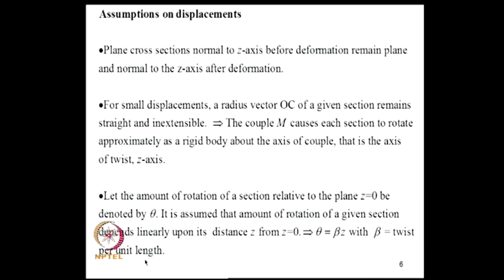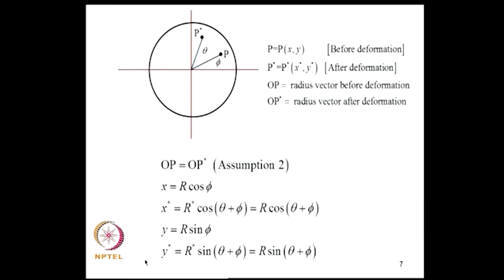Okay. So, now based on that, suppose we consider a point P which is at (x, y) before deformation, and let it move to P star after deformation. So, the coordinates of P are (x, y) and the coordinates of P star are (x star, y star). Now, OP is the radius vector before deformation, OP star is the radius vector after deformation. According to assumption 2, OP is equal to OP star.